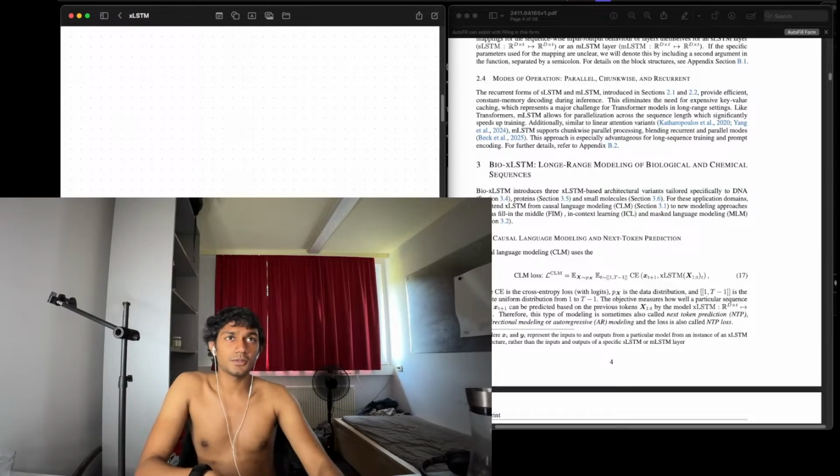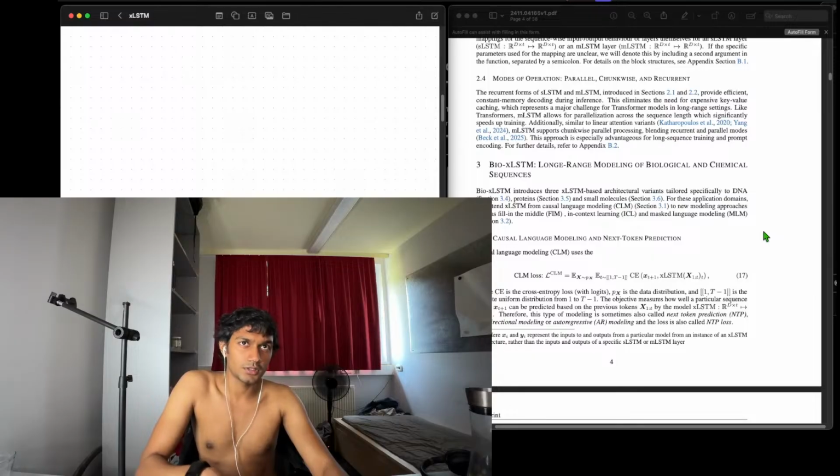XLSTM, long range modeling of biological and chemical sequences, introduces three XLSTM based architectural variants tailored specifically to DNA, proteins, and small molecules. For these application domains, we extend XLSTM from casual language modeling to new modeling approaches such as fill in the middle, in-context learning and masked language modeling, casual language modeling, and next token prediction.